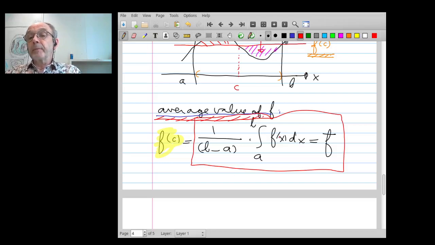So if you calculate the integral from a to b of your function f, and you divide it by the length of your interval that you are integrating over, you get the average value of a function.